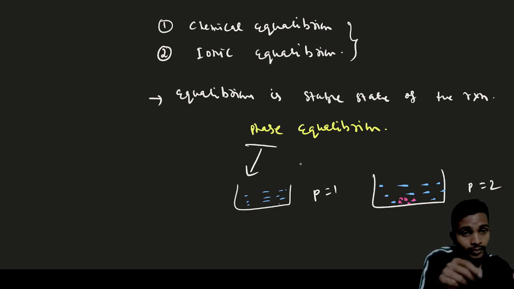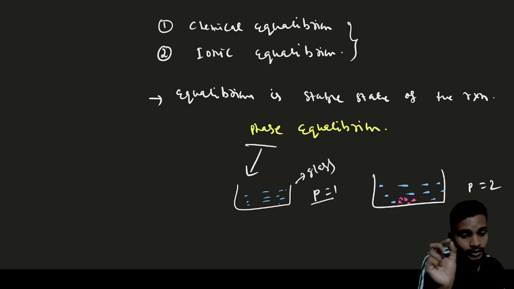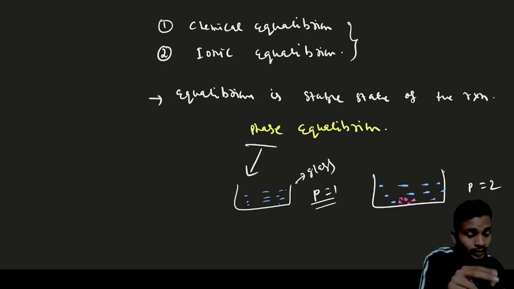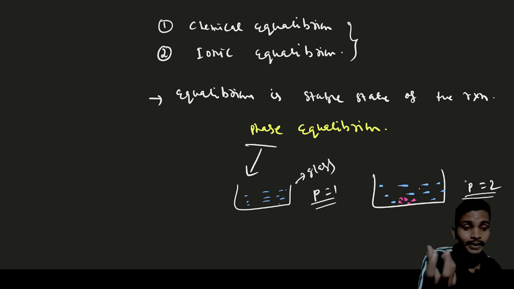Suppose this is a glass, then in the glass only water is there, so phase is 1. And in this glass or beaker, with water, stone is also there. Two types of things are present that we see with the naked eye, so phase equals 2. So you understand that phase means how many distinct objects are present.